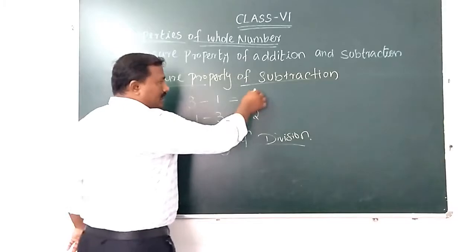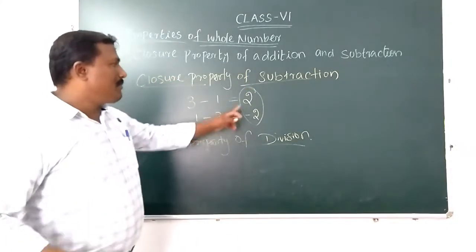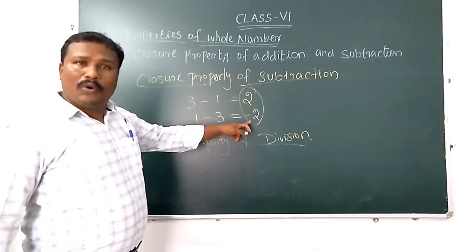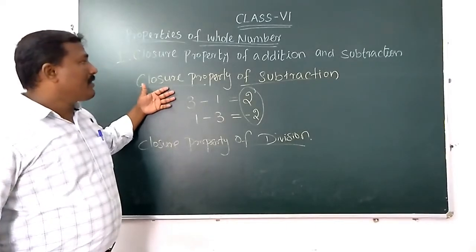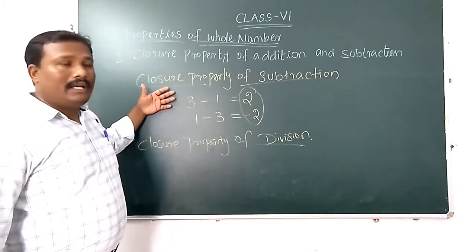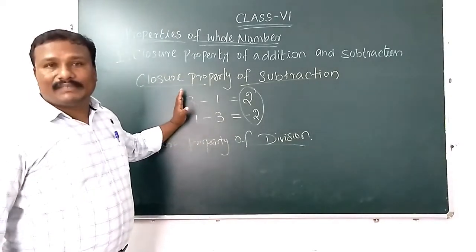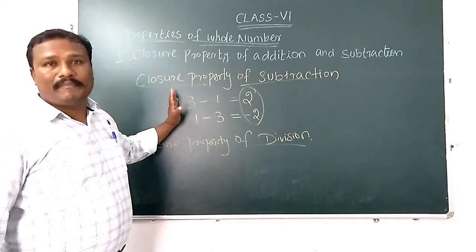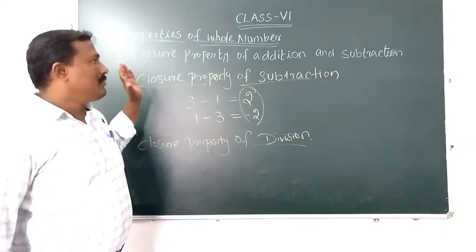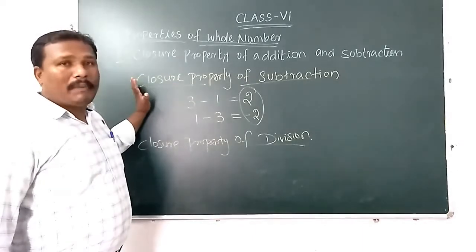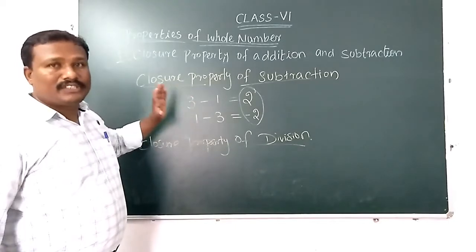So, are both the same? No. Plus 2 and minus 2 are not the same. So when we subtract, as per the closure property, if you change the position, the result is not the same. The result will differ. So in subtraction, the closure property is not supported in this kind of situation.